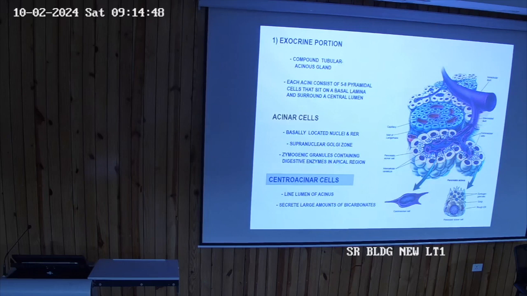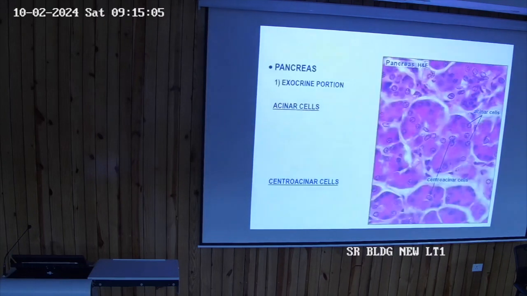So centroacinar cells are basically what? These are squamous type cells which line the lumen of the serous acini, and they are the starting point of the intraacinar part of the intercalated ducts. So these are the pancreatic serous acini visible over here. These are darkly stained. The apex is more darkly stained, eosinophilic, as compared to the base. They have a rounded nucleus towards the base, and in the luminal area there are centrally placed centroacinar cells.